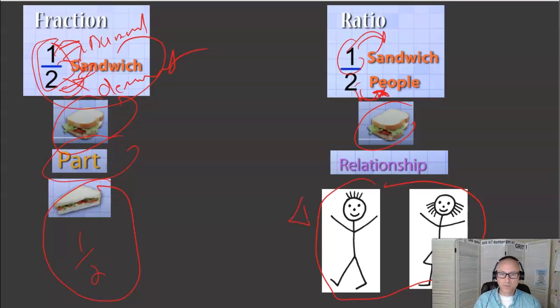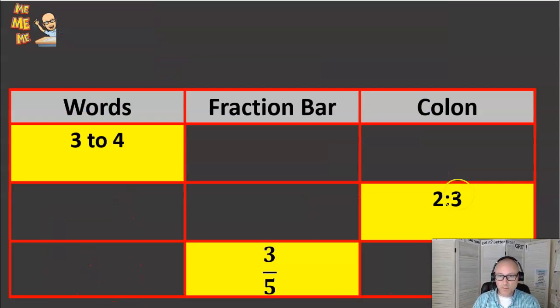Can I draw half a sandwich? You get half a sandwich. They did kind of like that triangle half thing. You get half a sandwich. Here we go. Words, 3 to 4. Fraction bar.